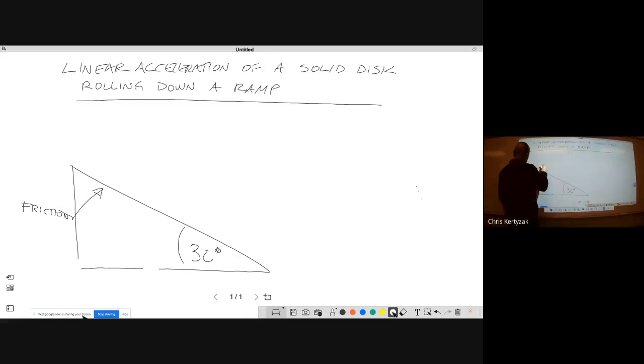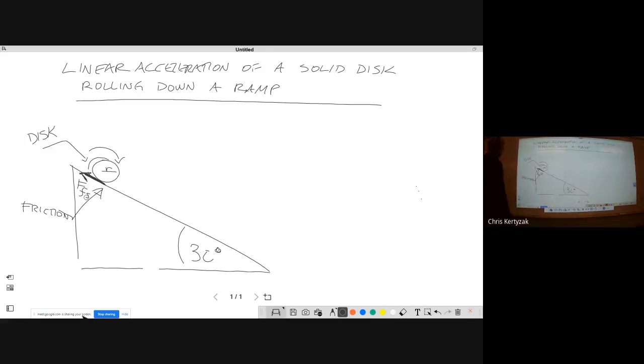So here is our disk. It has some physical thickness to it. It has some radius, right? It's going to roll. We know that there's the frictional force acting along that bottom where it contacts the ramp, due to the normal force between the disk and the ramp.